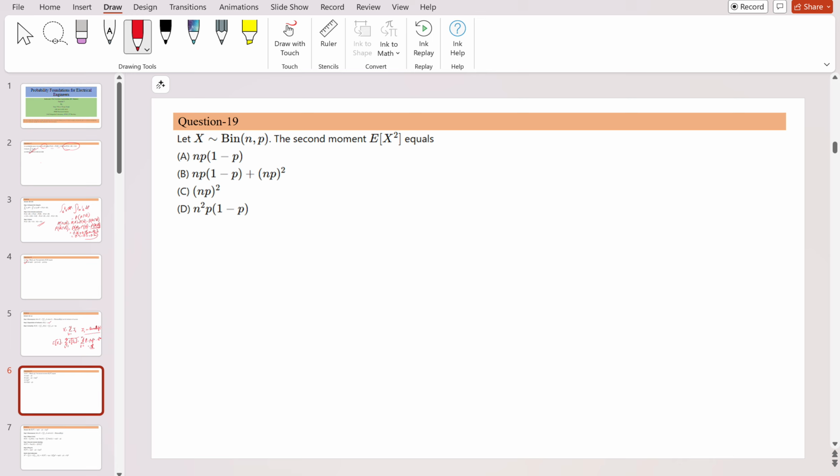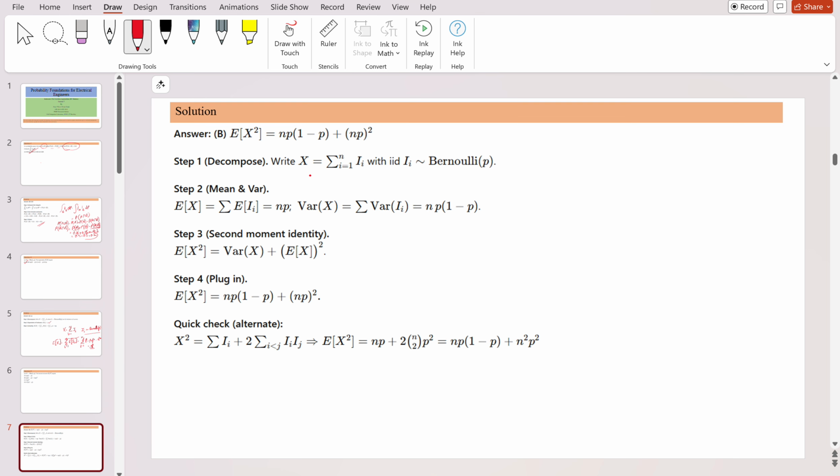Okay, let me give the solution for this. It is being asked that X is the binomial distribution with n and p. The second moment is being asked, that is the expectation of X squared. When you decompose it, X is the sum of I_i from i equal to 1 to n, where each I_i is a Bernoulli of p. The mean, the expectation of X, we have already pointed out, is np. When you solve for the variance of X, that is the sum of variances of the I_i, it is np(1 minus p).